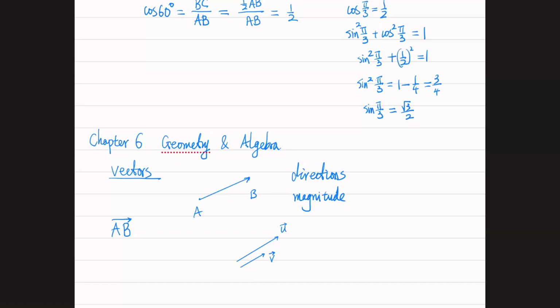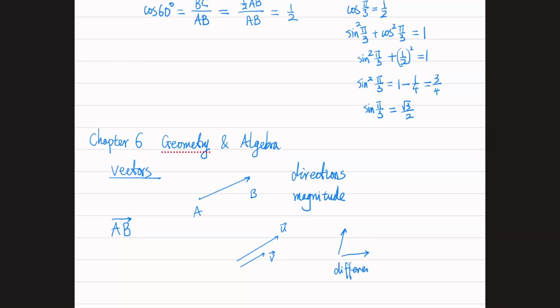Okay, so two vectors with different magnitudes are different. With different directions, one goes there, one goes there. Same magnitude but different directions are also different vectors.